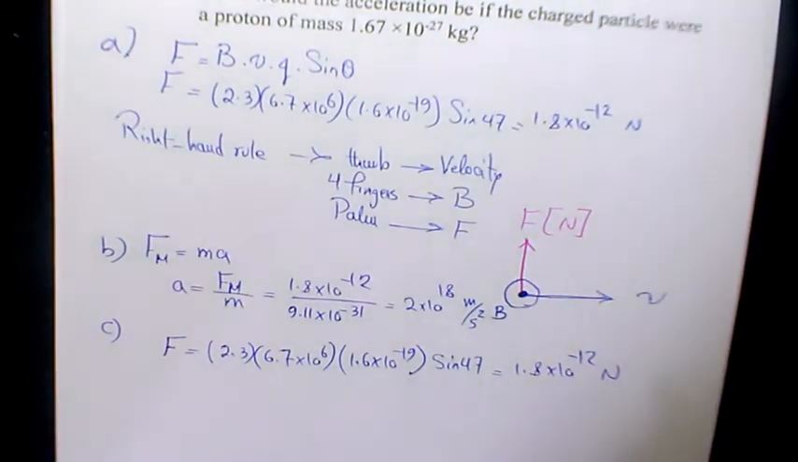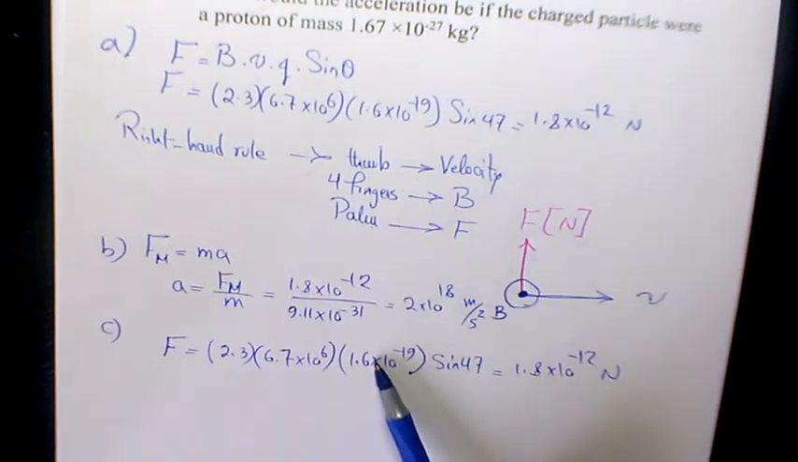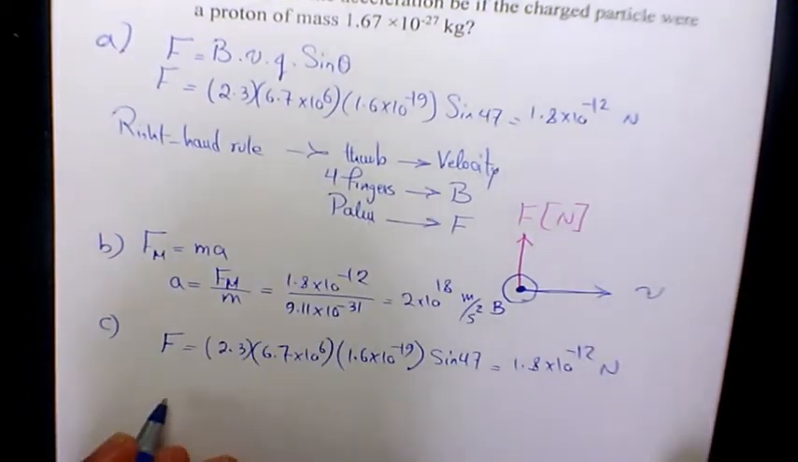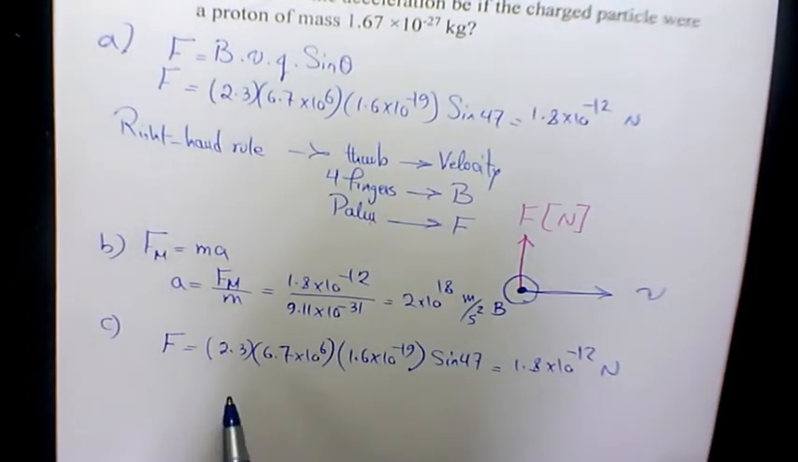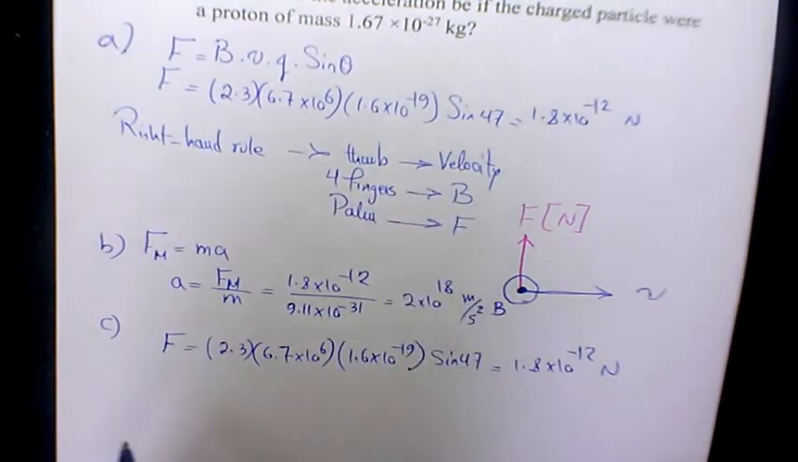Same as before. Why same as before? Because the magnitude of charge of electron and proton are exactly the same, but they have different sign. One of them is positive, the other one is negative. The only difference here is mass is different. Mass of proton is much larger than mass of electron.